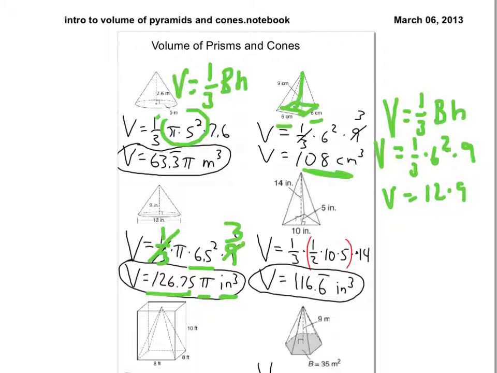This next pyramid is just a little bit different. It's got a triangular base, so it's still going to be volume equals 1/3 area of the base times the height, but notice that since we have a base that's a triangle now, that's why it's 1/2 times 10 times the height of the base, which is 5. So that gets us a base area of 25. We multiply by the height of the pyramid of 14, and then we multiply all that by 1/3, and we get 116.6 repeating cubic inches.